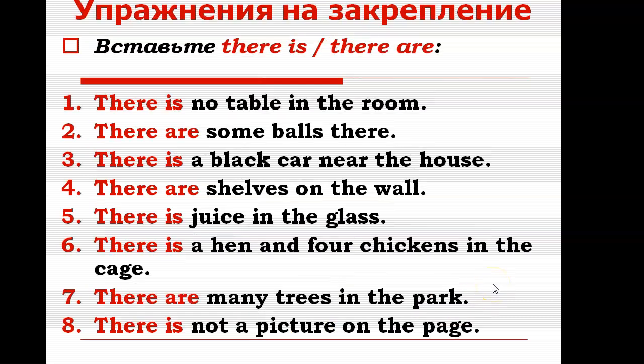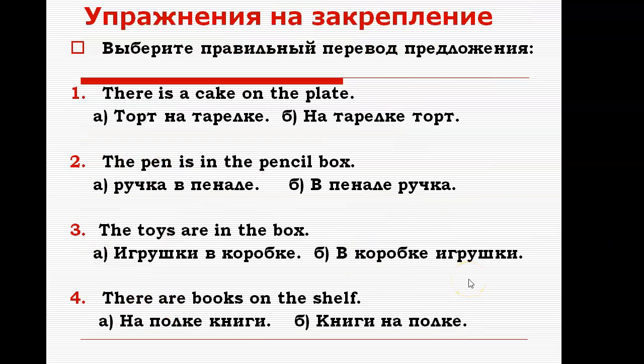So, insert there is and there are. There is no table in the room. That's right. There are some balls there. There is a black car near the house. There are shelves on the wall. There is juice in the glass. There is a hen and 4 chickens in the cage. There are many trees in the park. There is not a picture on the page.